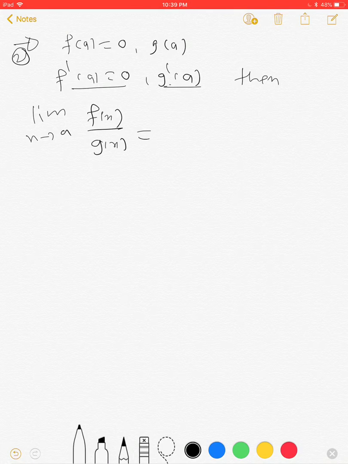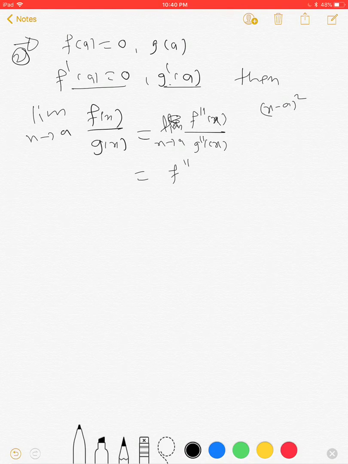So we have to divide the numerator and denominator in the previous series, that is in the Taylor series expansion, by x minus a whole square. So our remaining term is only f double dash of a upon g double dash of a, that is, limit x tending to a f double dash of x upon g double dash of x. That is f double dash of a upon g double dash of a. This is our required answer.